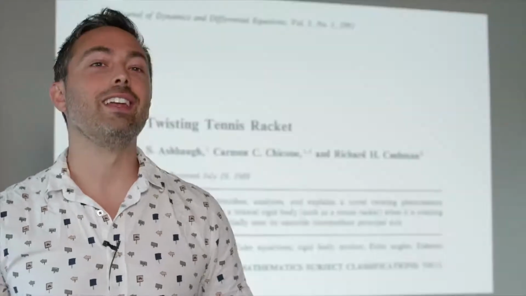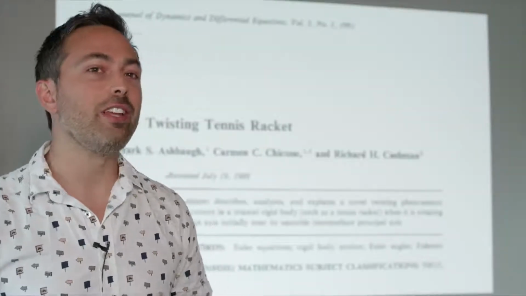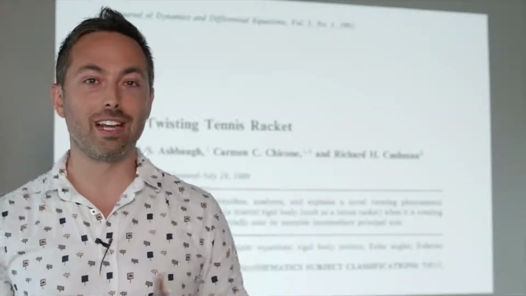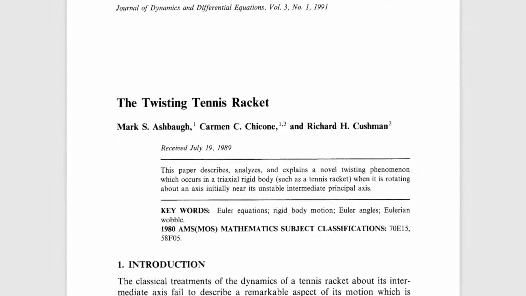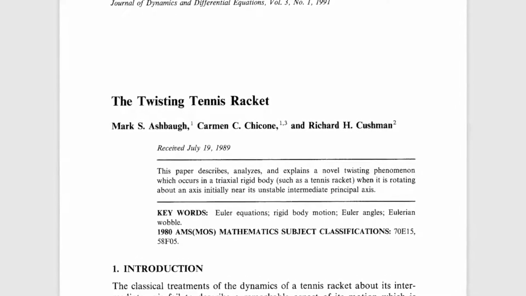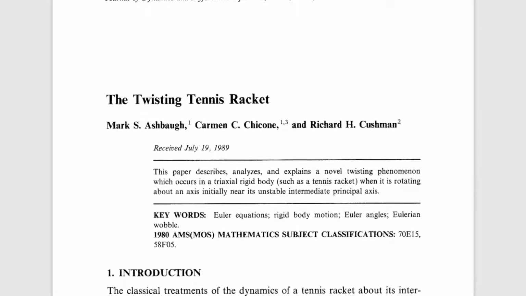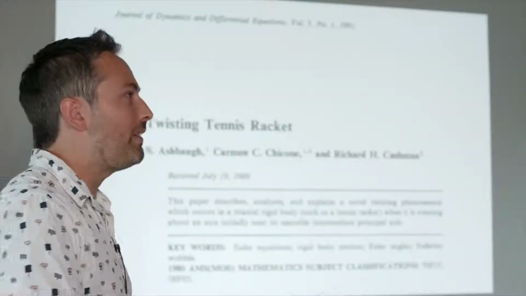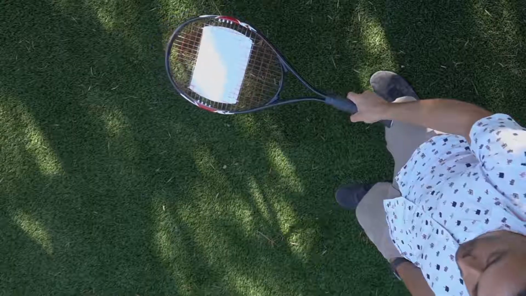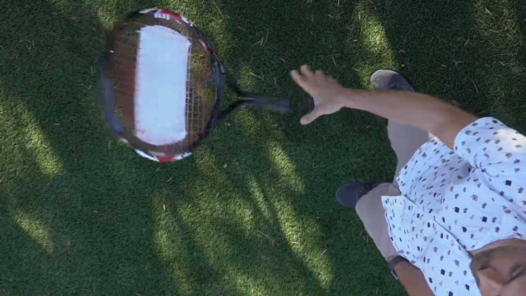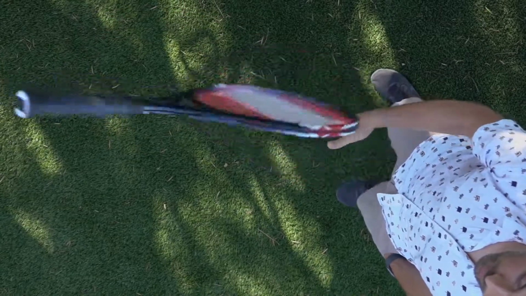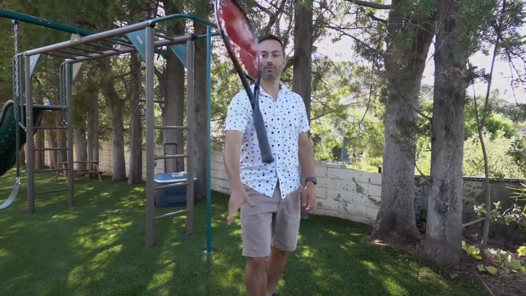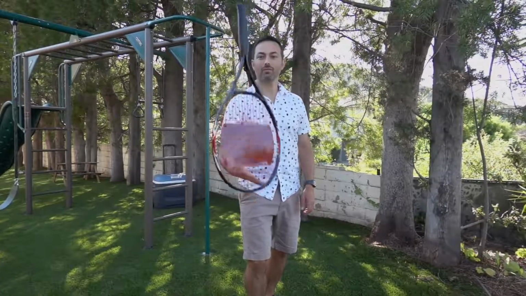6 years later, in 1991, a paper was published in the Journal of Dynamics and Differential Equations called The Twisting Tennis Racket. And although it was related, it of course makes no mention of the secret Dzhanibekov effect. The paper says if you hold a tennis racket facing you and then flip it in the air like this, it not only rotates the way you intend it to, it also makes a half turn around an axis that passes through its handle. So the side that was originally facing you will be facing away when you catch it.